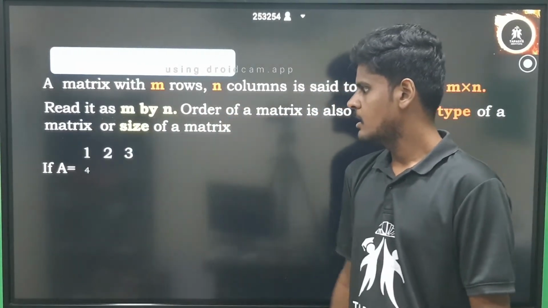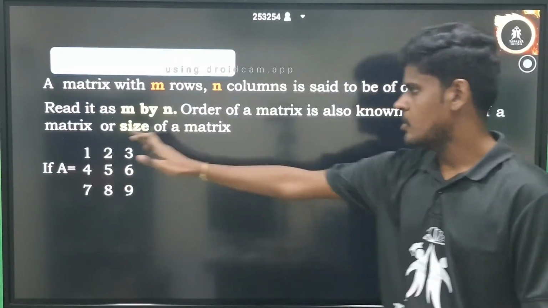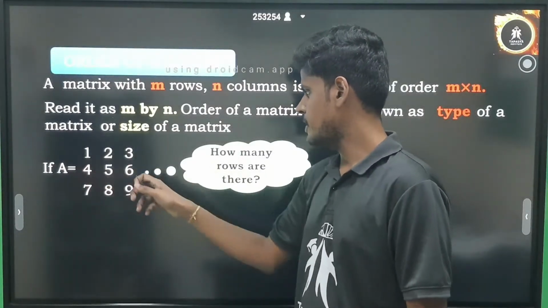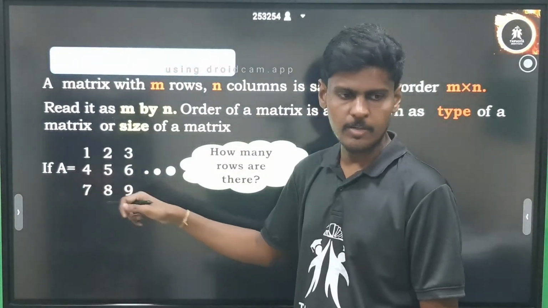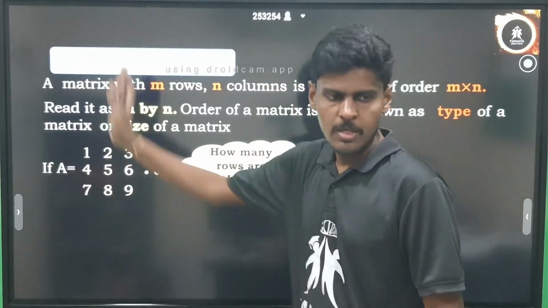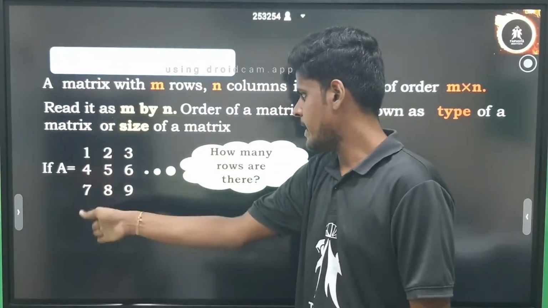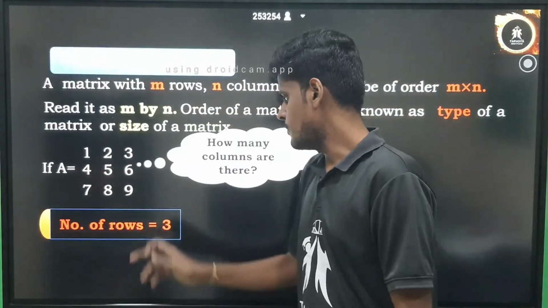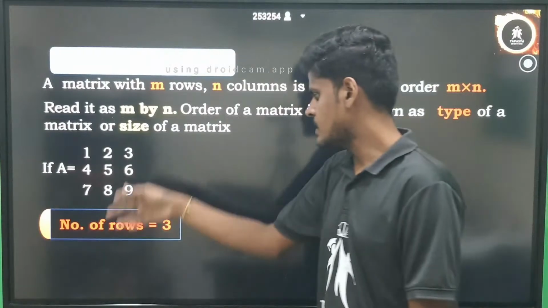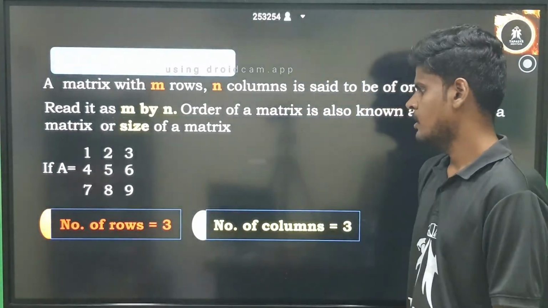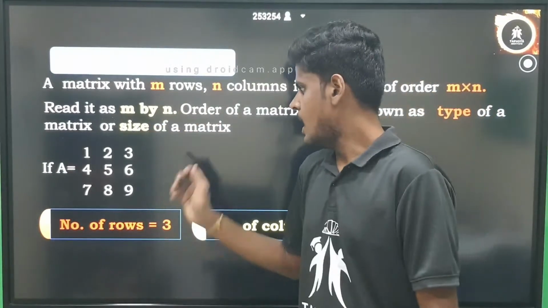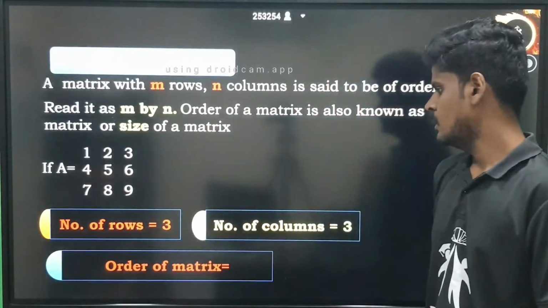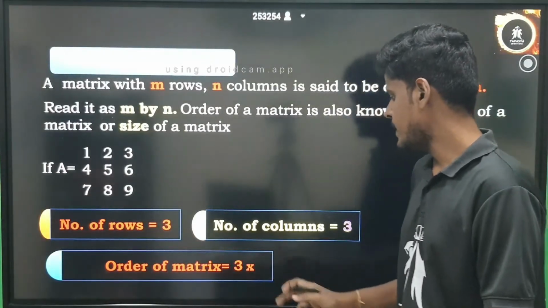Now suppose this is a matrix, how many rows and columns are there in this matrix? 1, 2, 3 is a row, 4, 5, 6 another row, 7, 8, 9 is another row. Remember, horizontal lines are rows, vertical lines are called columns. How many columns are there? 3 columns, and 3 rows. So the number of rows is 3, the number of columns is again 3. Now what is the order of this matrix? Order is nothing but row by column, that is 3 by 3. So the order of the matrix is 3 by 3.